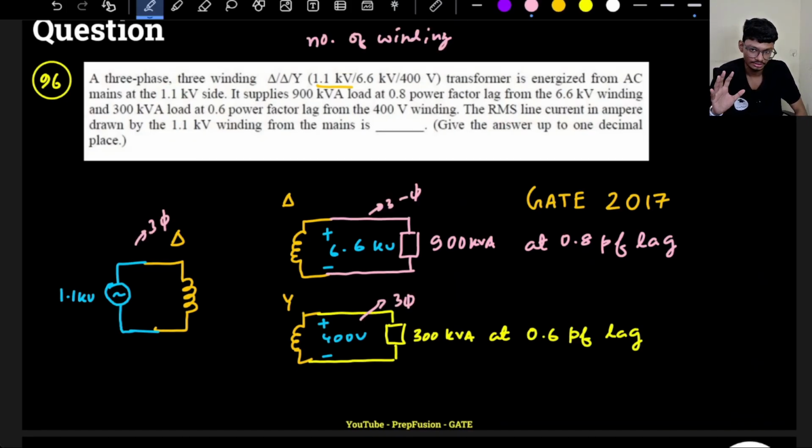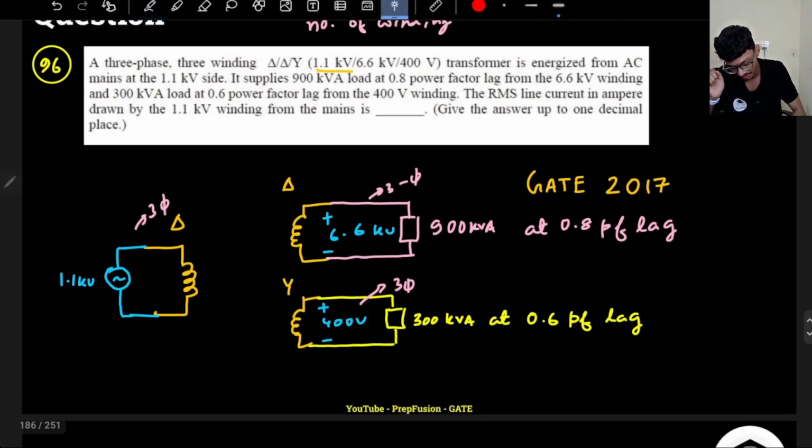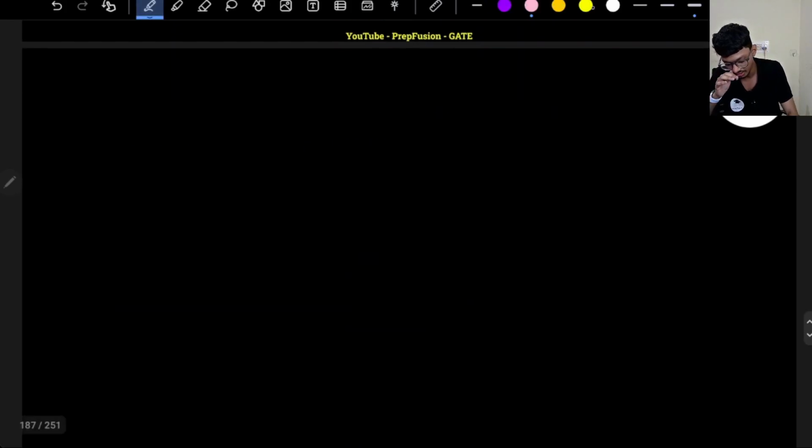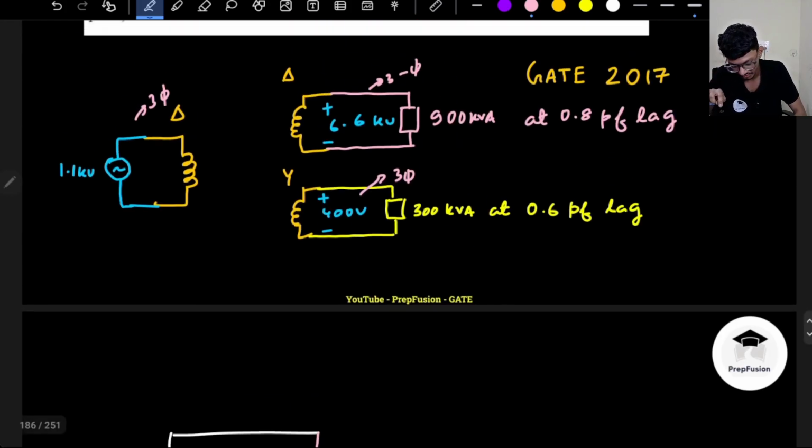So let's do one thing. Let's refer everything to the primary only, because they have asked for the RMS line current drawn from the 1.1 kilovolt winding. Let's say I have this 1.1 kilovolt transformer here. It is delta, I will discuss that. And here I will have two loads. If I refer any load to the other winding, the kVA remains conserved, so kVA and power factor will not change.